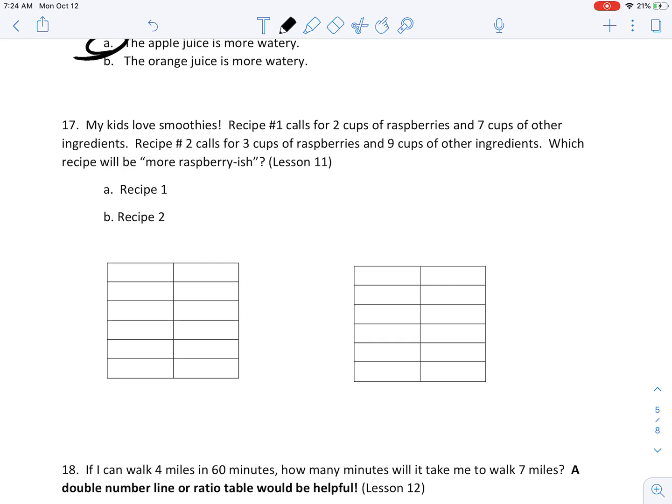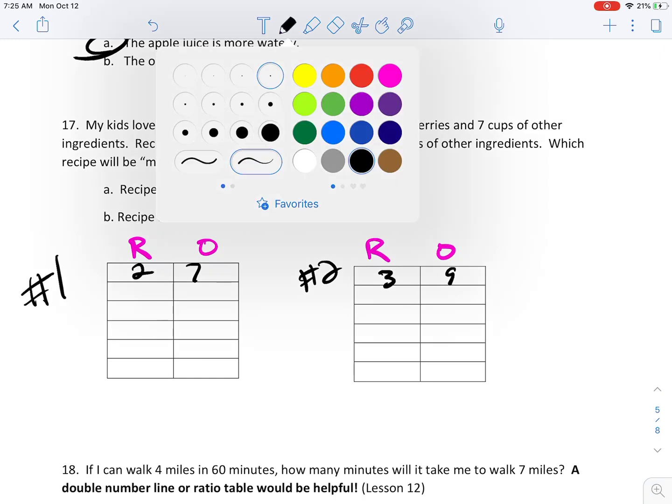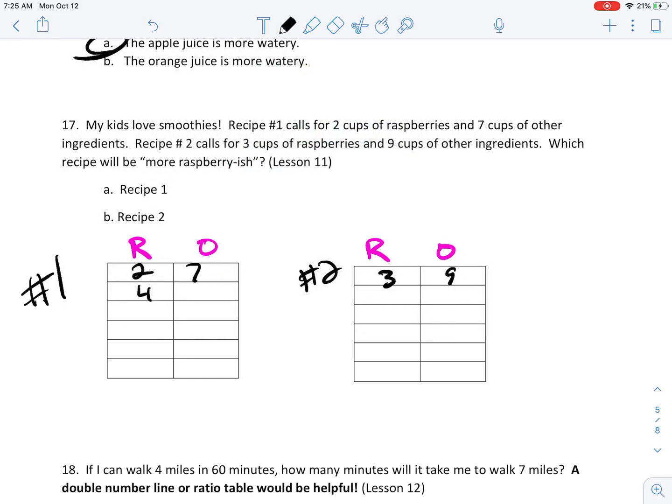Number 17, my kids love smoothies. Recipe 1 calls for 2 cups of raspberries and 7 cups of other ingredients, 2 to 7. Recipe 2 calls for 3 cups of raspberries and 9 cups of other ingredients. Okay, and remember, it says which will be more raspberry-ish. Raspberry-ish meaning which recipe is going to have the most raspberries compared to other ingredients. Okay, so this is going to be raspberries and other, raspberries and other. Okay, so I'm going to complete these tables, 4 to 14.